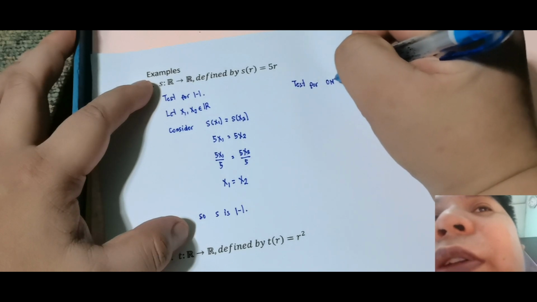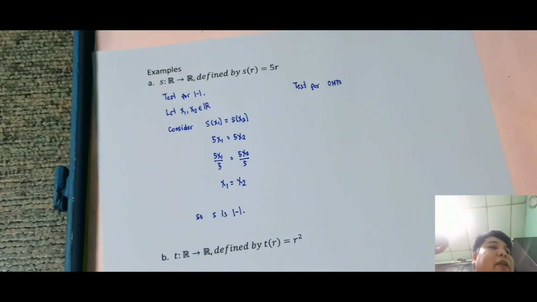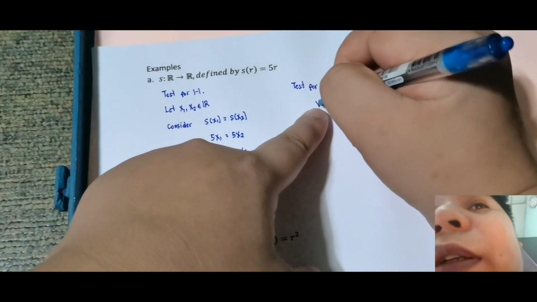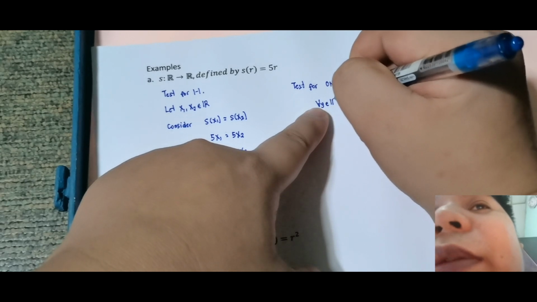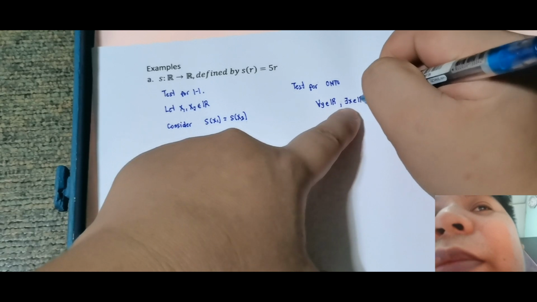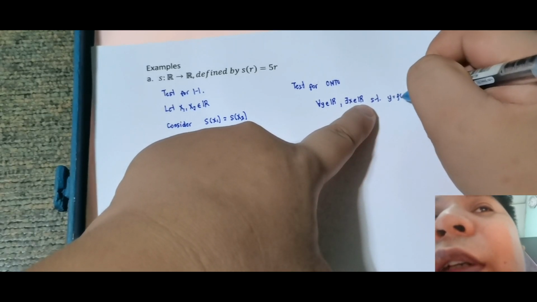Test for onto. Okay, so paano sa onto? For all y element of B. So ano yung B? Real number. So that is for all y element of real number, there exists x element pa rin ng real number such that y is equal to f of x.